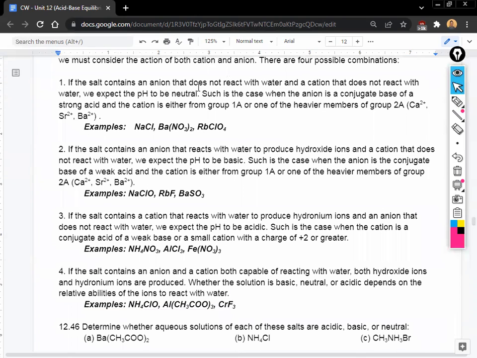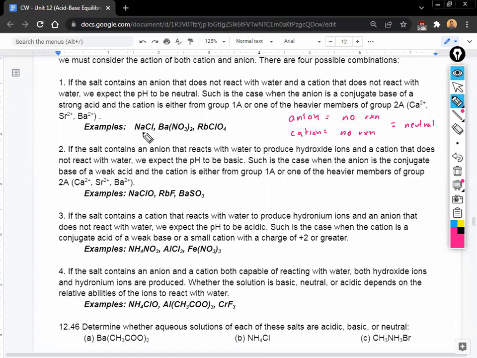Okay, if the salt contains an anion that does not react with water and a cation that does not react with water, we can expect the pH to be neutral. Let me write it right here. So if the anion has no reaction with water, and the cation has no reaction with water, it's going to equal a neutral solution. This happens when the anion is the conjugate base of a strong acid, and the cation is in group 1A, or one of the heavier members of group 2A. Okay, so we have some examples right here.